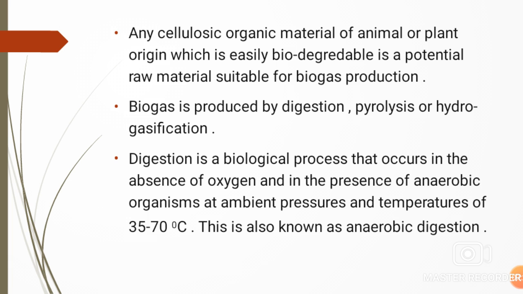There are two main steps for the biogas production. First is the conversion of the large compounds, that is the biomass, into small compounds, and after that there is a decomposition with the help of anaerobic bacteria, and after that there is a formation of methane. So that is the production of the biogas.